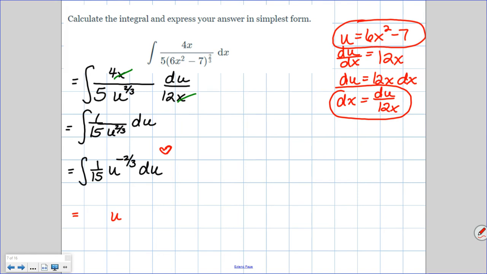1/3. Negative 2/3 plus 1 is 1/3. I can add that, and then I'm going to divide 1/15 by the new exponent. So 1/15 divided by 1/3 is 1/5. So 1/5 u to the 1/3 plus my constant. Substitute in what I had for u back in. 1/5 times 6x squared minus 7 to the 1/3 plus a constant.